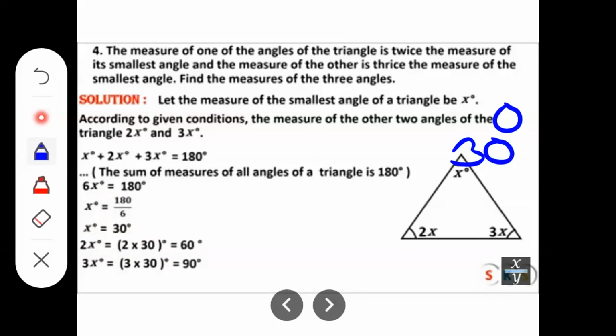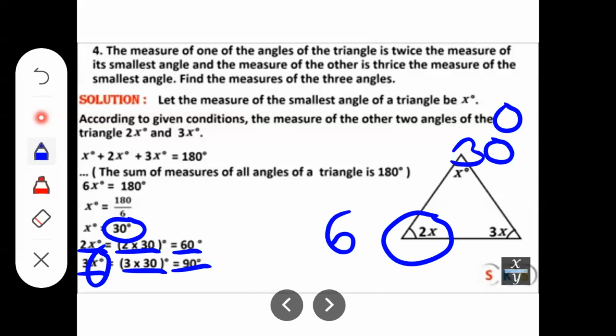Now put the value in 2x and 3x. So 2 into 30 is 60, and 3 into 30, where 30 is the value of x, is 90. So 2x means the angle is 60 degree, and 3x means that angle is 90 degree. The three angles total gives 180 degree.